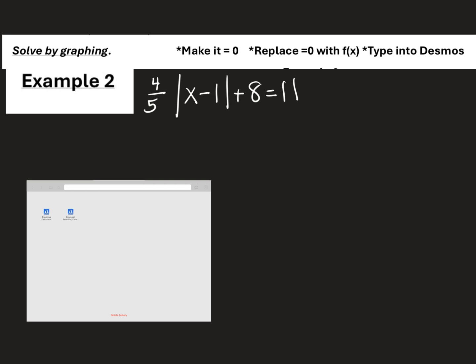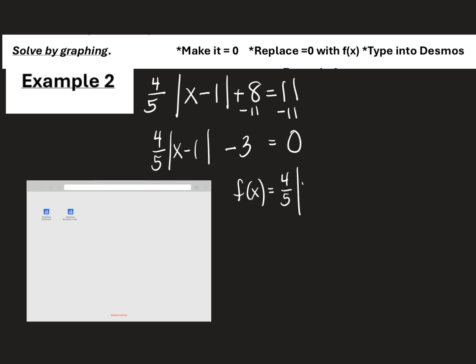The next one, I'm going to make it equal 0. So I'm going to subtract 11. That makes it equal 0. 4/5 times the absolute value of x minus 1 was not affected. Plus 8 minus 11 is minus 3. I'm going to replace the equal 0 with f of x, or y, that's the same thing.